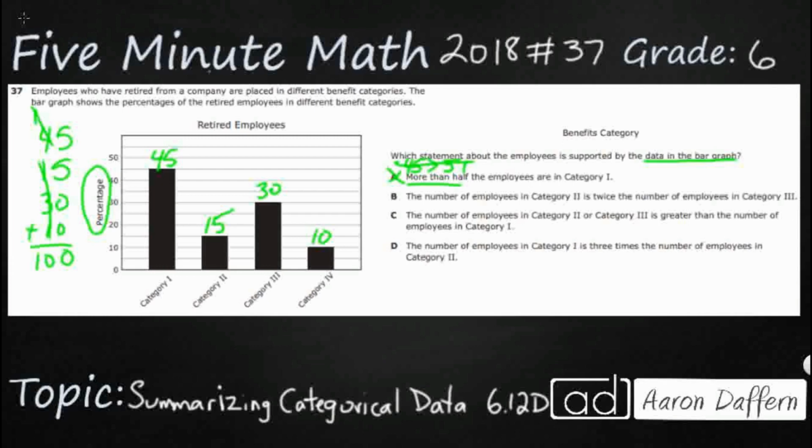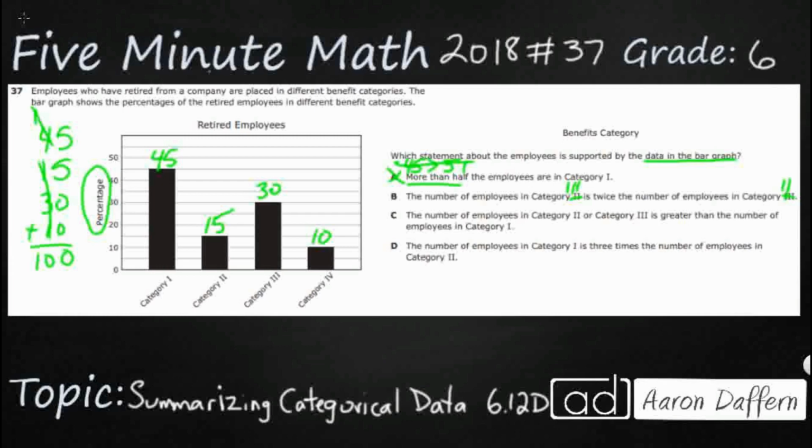B, the number of employees in category 2 is twice the number of employees in category 3. Well, that doesn't make sense for 2 reasons. First, it just doesn't look correct. Category 2 is not even as large as category 3, but then secondly, the numbers simply don't work out. Now, here's the trick, though. If they were to flip this, look at this. If they were to make this category 3, and make this category 2, now you've got something.